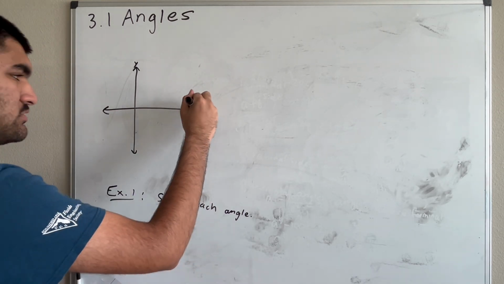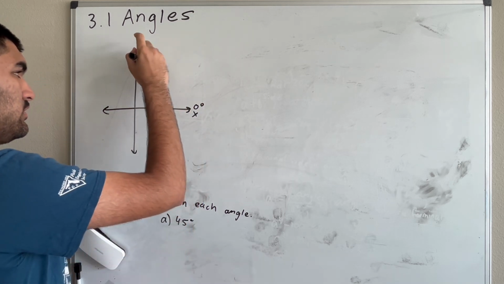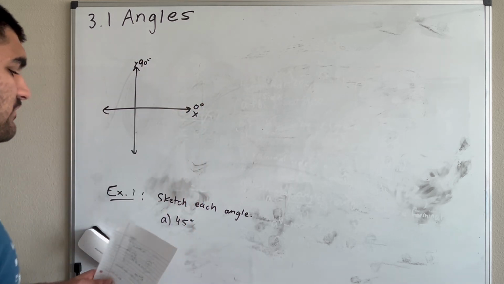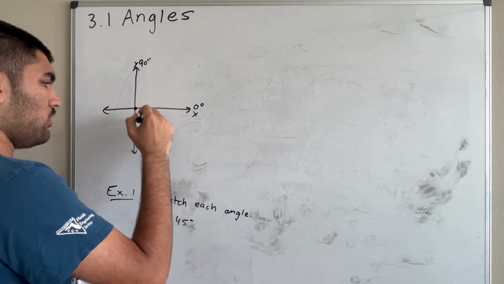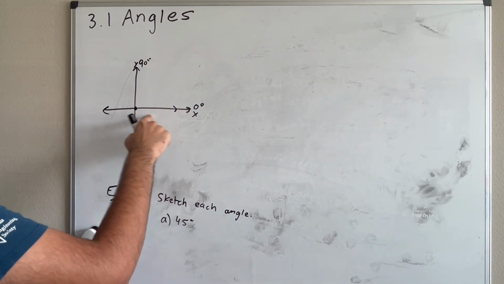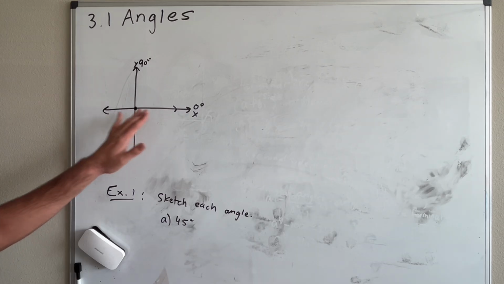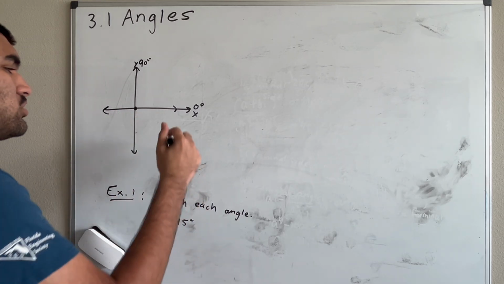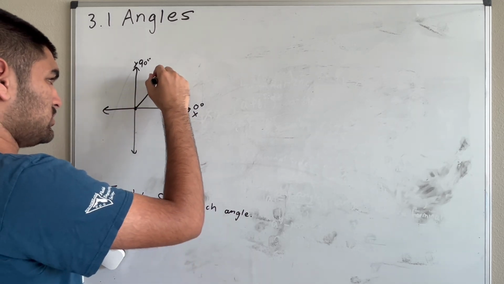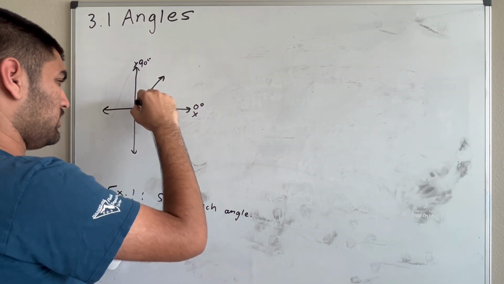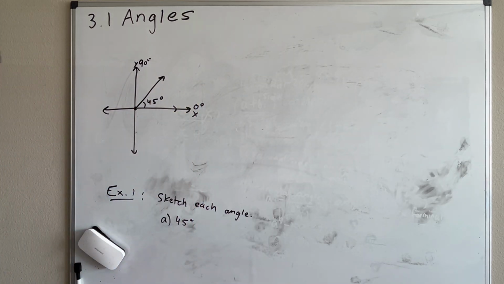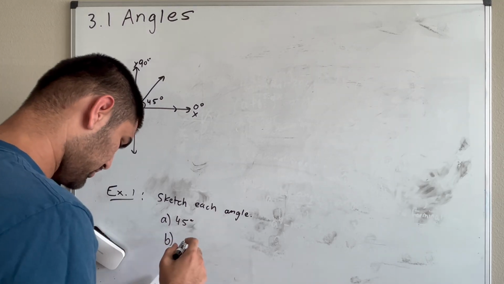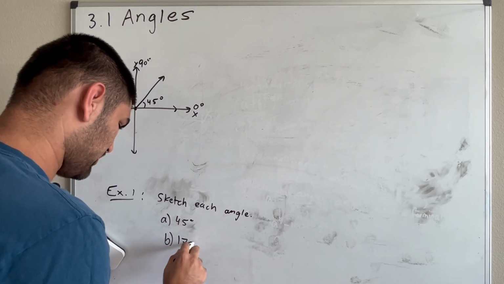So remember that this right here is 0 degrees, and this is 90 degrees. And so 45 degrees is right in between these. So always start off by drawing your standard position first, and then draw your terminal side. So we're going to go halfway through, and this is 45 degrees. Cool. So next, we'll sketch 170 degrees.